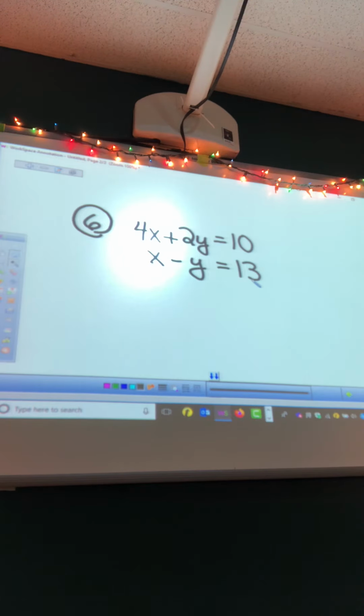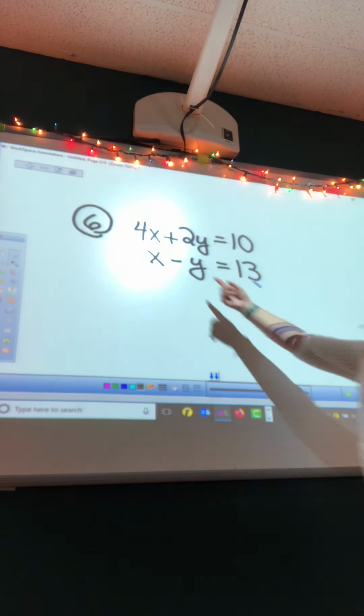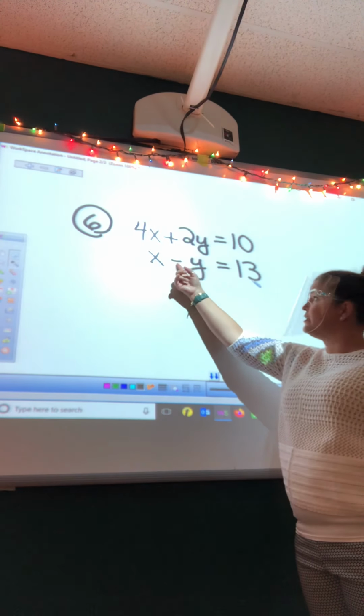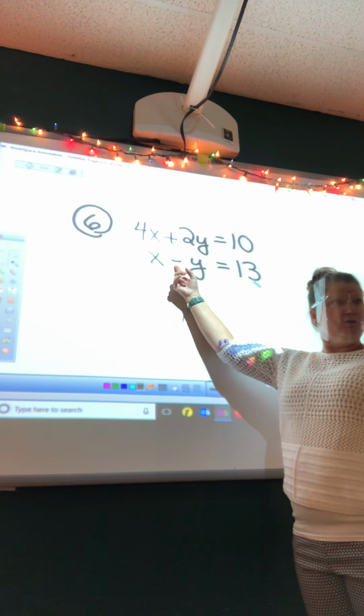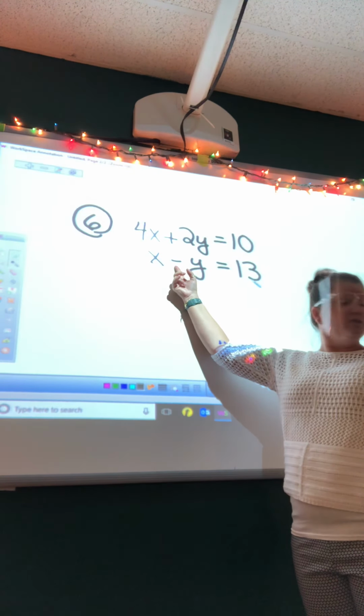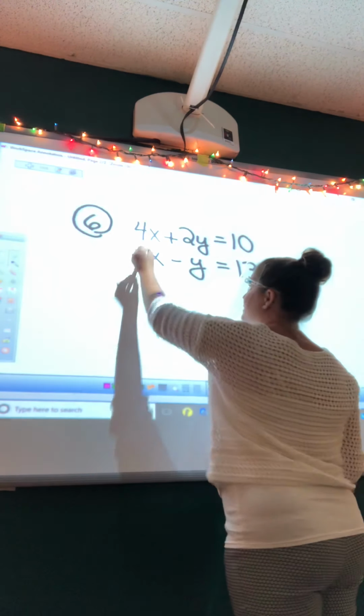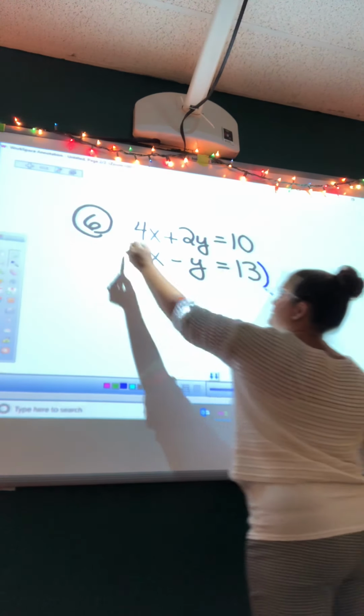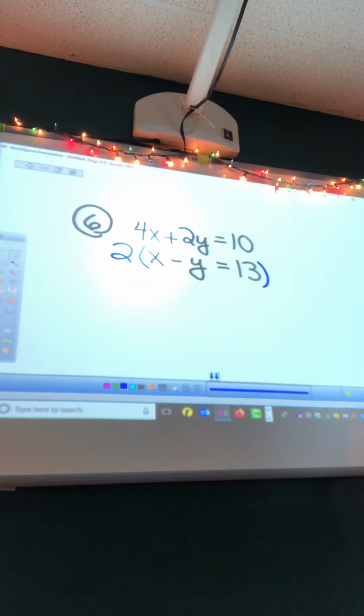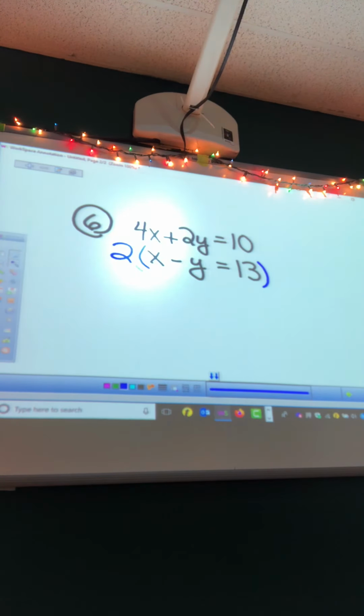Which one do we want to get rid of first, the x or the y? The y would be a little less work. I agree. So if we choose y, then we know we have to have a negative 2y in front. We already have the negative, right? There's a negative there. So all we have to do is multiply by 2. And what we do to one thing, we have to do to everything in that equation.